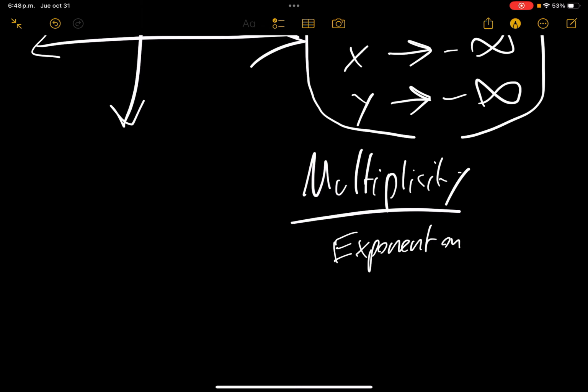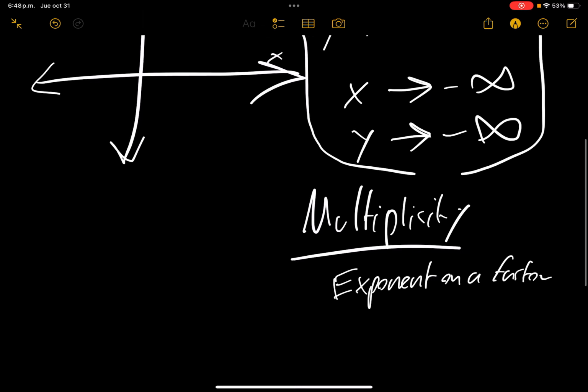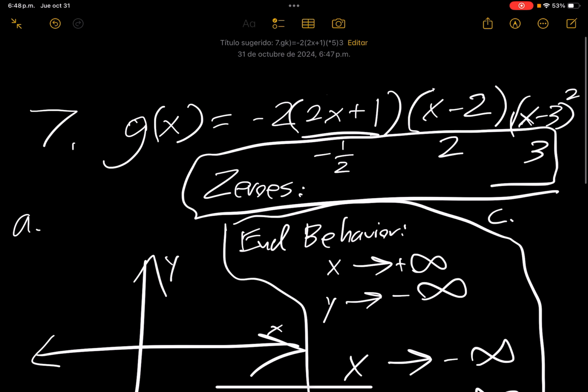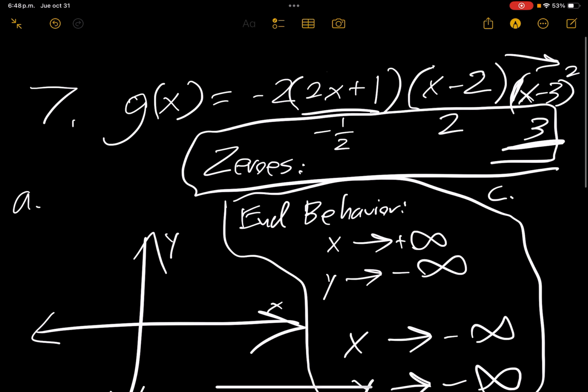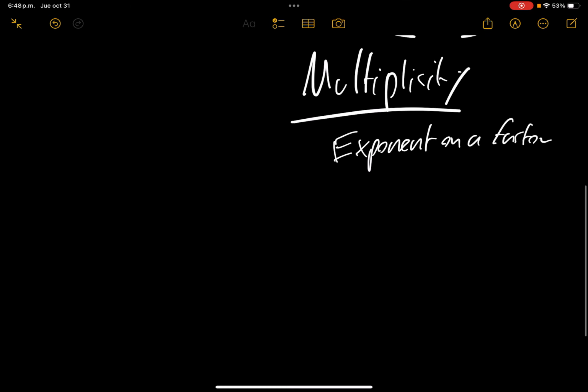Exponent on a factor. So if we see an exponent of more than 1, so 2 or higher, alarm bells should go off. Wait a second, that one's got a 2. And so all that means is when we hit that 0 at 3, the line isn't going to go through. That line is going to lightly touch it, give it a little kiss, and back off. All right?